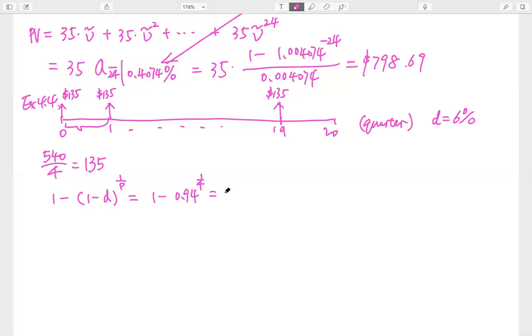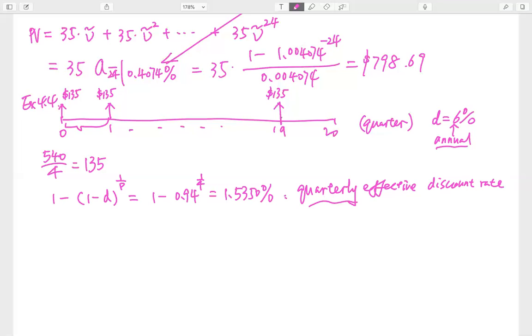So we get 1.5350%. This is the quarterly effective discount rate. Obviously this is annual, so that is the difference. Okay, once we know this number, we can pretty much get to what we need.